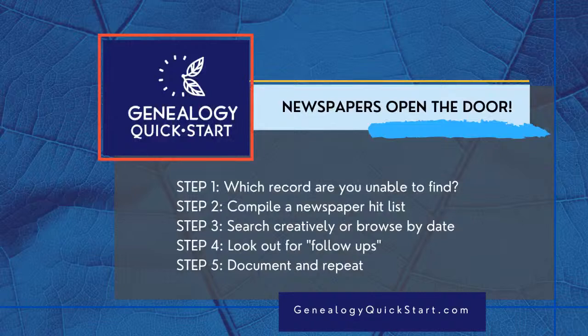I love that quick start. Let's see what the steps were. Newspapers open the door. Step one, think about which record you're unable to find. Step two, compile a newspaper hit list. You're going to use Chronicling America at the Library of Congress. Step three, search creatively or browse by date. Step four is to look out for follow ups. Step five is to document and repeat. That was a fun, quick start, guys.